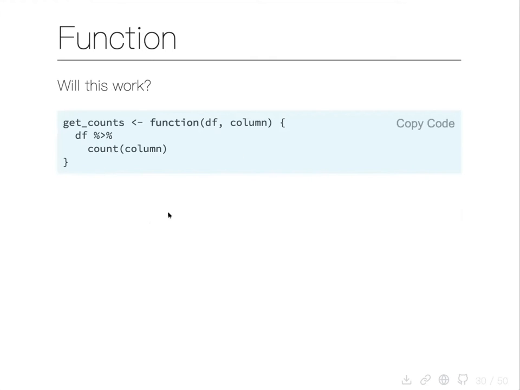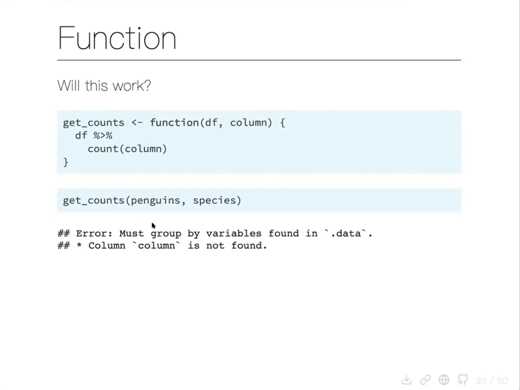But will this function work? Right now, I just took the exact code I had before, and I'm just swapping out column for species and df for penguins. What do you think? Is that going to work? No, of course not, because that's not going to be able to find column, right? It has no idea where that is.